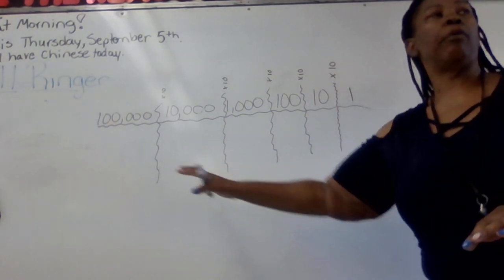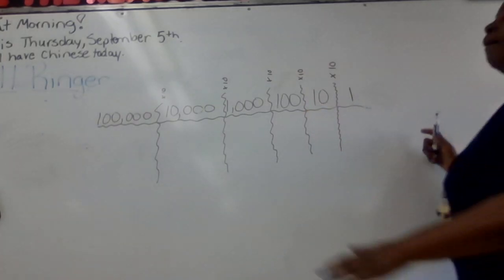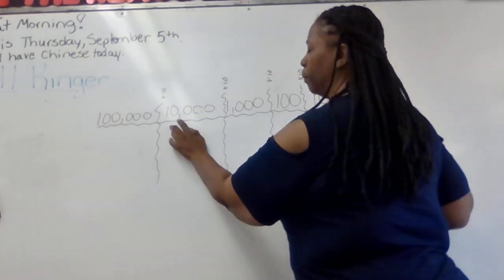So this is one thing they have for homework. I want them to label what the place value chart would look like, and this is what I expect to see: knowing the ones place all the way to the hundred thousands place, making sure that they're putting the commas.